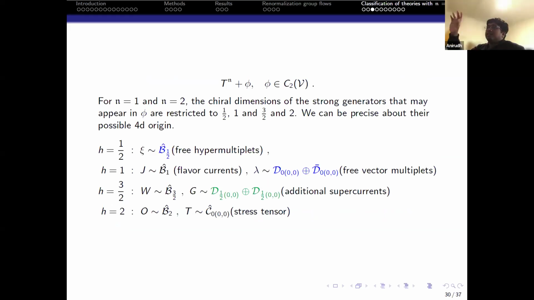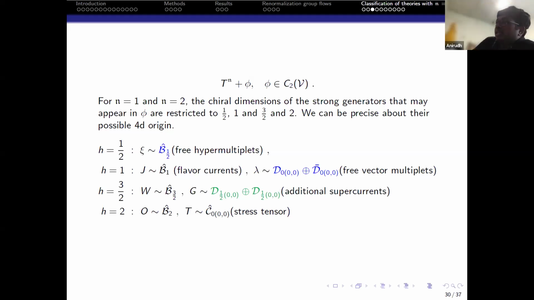So first of all, let's start with writing down all the objects that can show up in this null. For example, at weight half, over here I'm labeling the multiplets by the notation used in Dolan and Osborn. So all the B-hat multiplets are Higgs branch multiplets. Let me just quickly go over them. At weight half, it's just free hypers. At weight 1, you can have flavor currents and you can have free vector multiplets. At weight 3 halves, you have this weight 3 halves Higgs branch generator, and then you also have additional supercurrents. That's why they are labeled in green. And if you have any such operator in your theory, you are bound to have enhanced supersymmetry. So you will go from N equals 2 to N equals 3 or 4 if you have this multiplet in your theory.